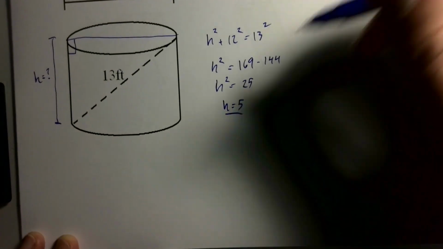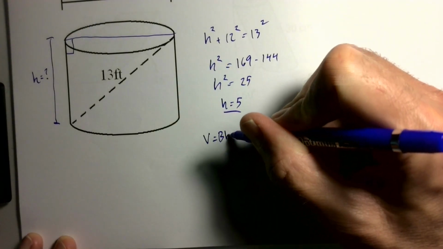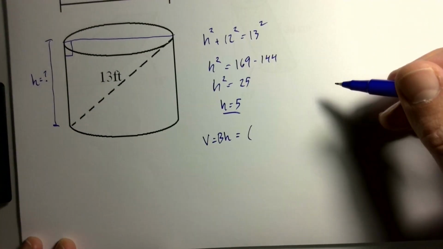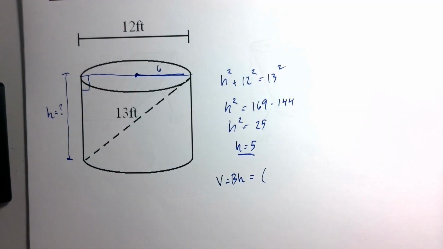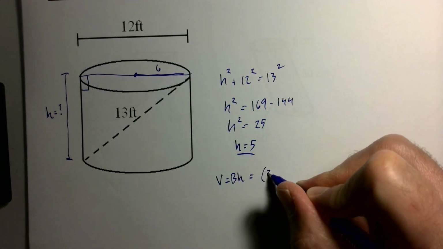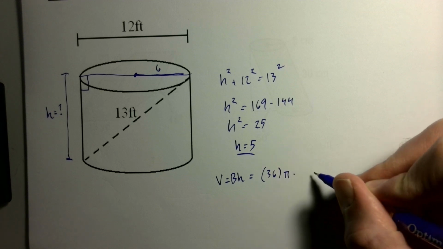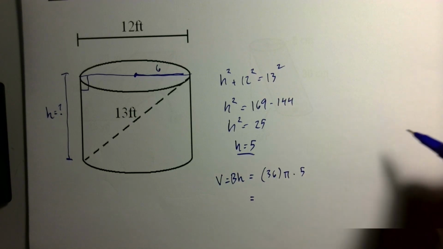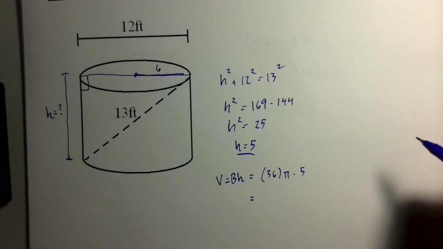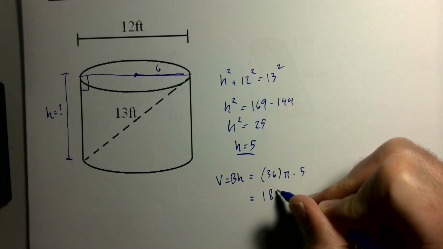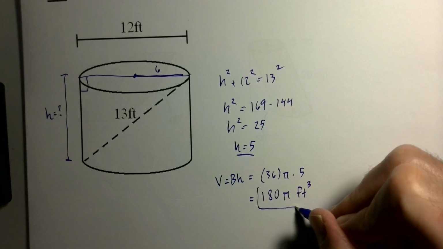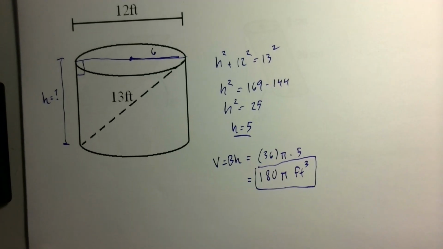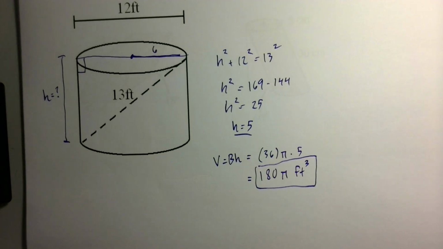So volume is capital B times H. So that's going to be, well, the base is a circle and the radius is 6, since it has a diameter of 12. It's going to be 36 pi times 5. Let's see, that's 150 and 30. I believe that's 180 pi cubic feet. And just like always, if they tell you to round, you can go ahead and use that pi button on your calculator if you want to.